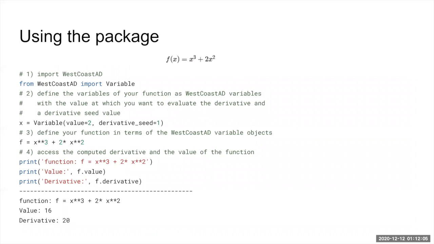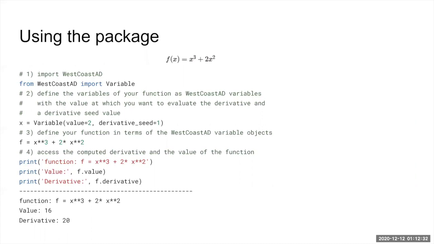I'm going to show you how to use our package to find the value and derivative for this function. So you have to, of course, import West Coast AD. You have to import the Variable class, which is our class for automatic differentiation. Then you have to instantiate it. And the Variable class takes two parameters: the value and the derivative seed.